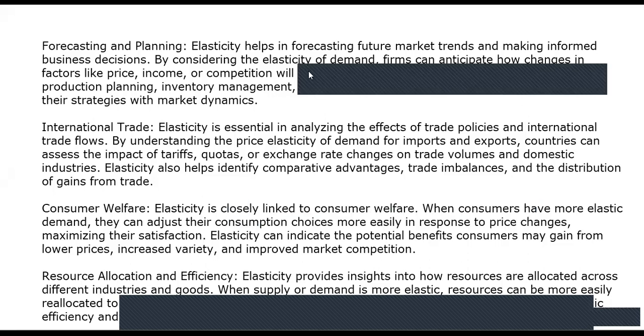Consumer welfare: elasticity is closely related to consumer welfare. When consumers are more elastic, they will adjust their consumption choices more easily in response to price changes, thereby maximizing their satisfaction. And so elasticity can indicate potential benefits to consumers, gaining from lower prices and increased variety.